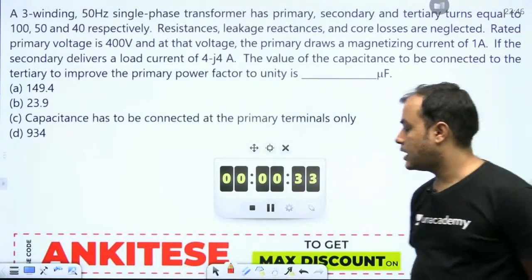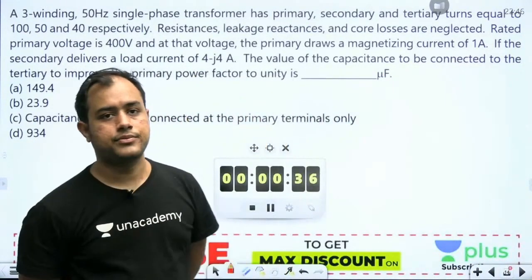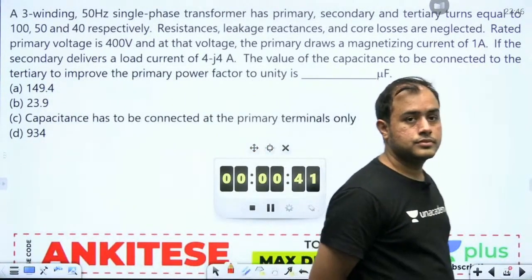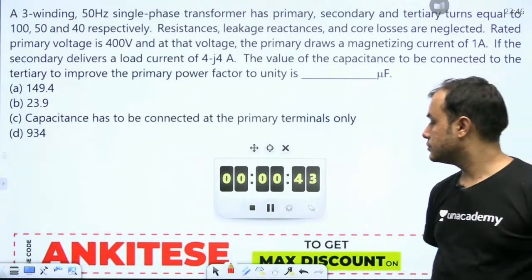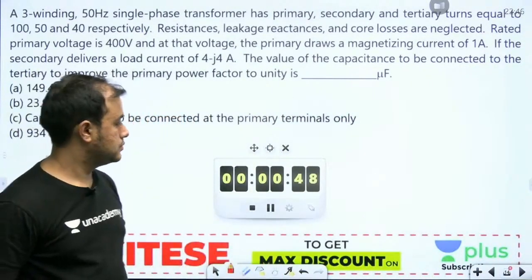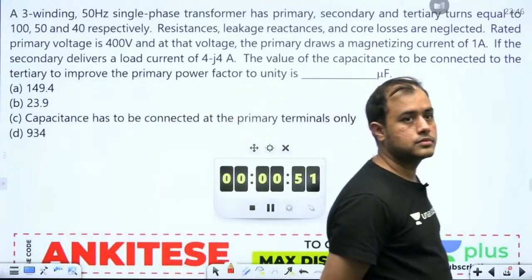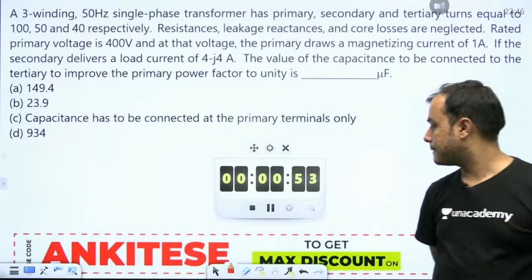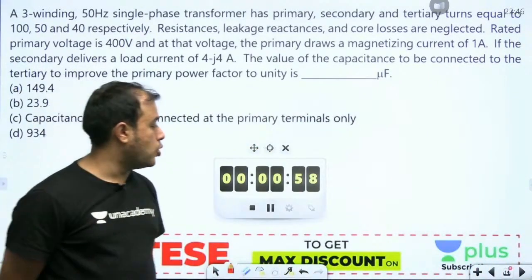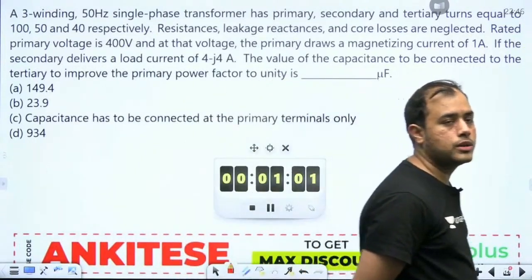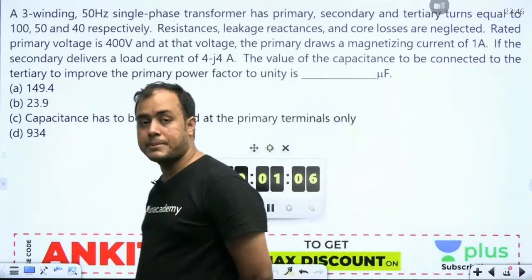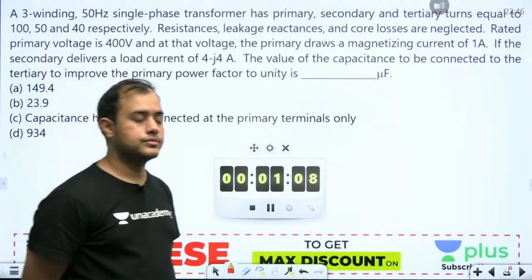Come on, everybody. I need correct answers to this. One minute has passed already. You only have 1.5 minutes now. Come on, guys, pick up the speed by which you are solving.